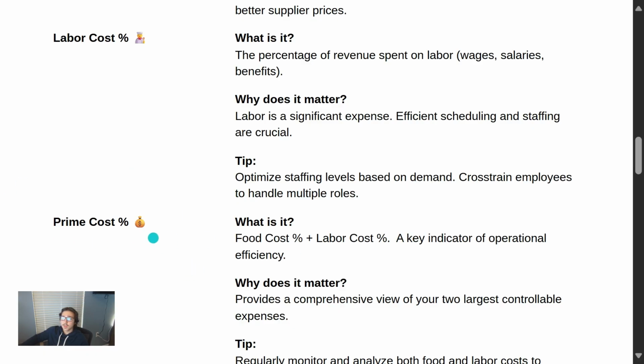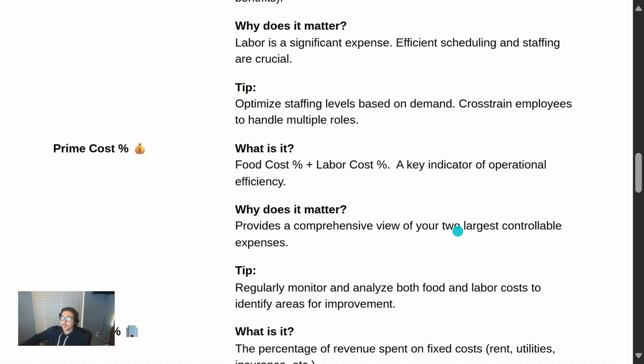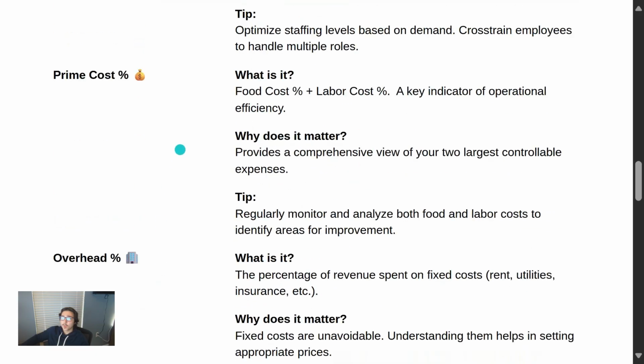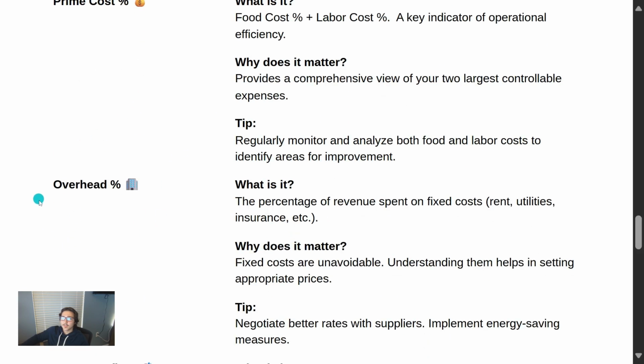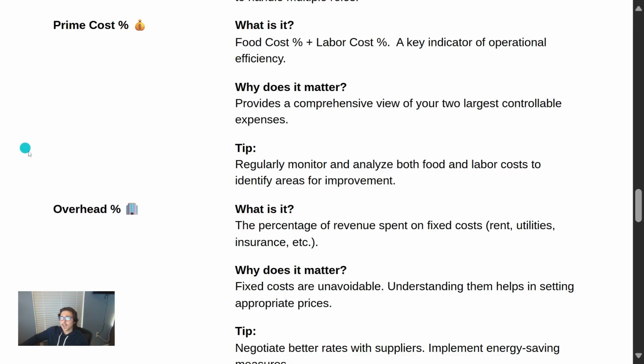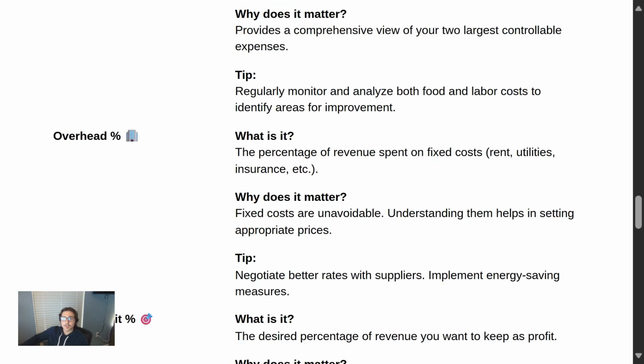which in return will reduce your prime cost. Because what is your prime cost? Food cost plus labor. So this is a key indicator of operational efficiency, and provides a comprehensive view of your two largest controllable expenses. You can control food and labor, but the one expense that you can't control is lumped into a category called overhead percentage. So the percentage of revenue spent on fixed costs like rent, utilities, and insurance. You can't control these. So trying to control your prime cost is a better bet, and then understanding your overhead percentage will in return allow you to know what your break even is, and then you know what you need to make to keep the doors open.